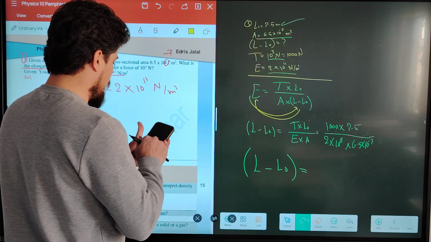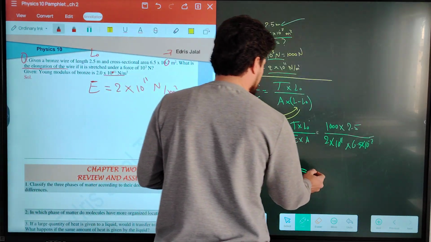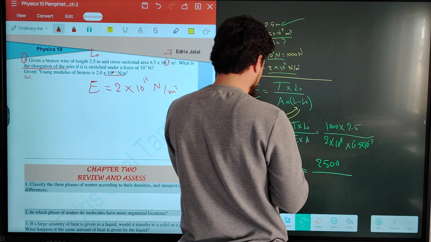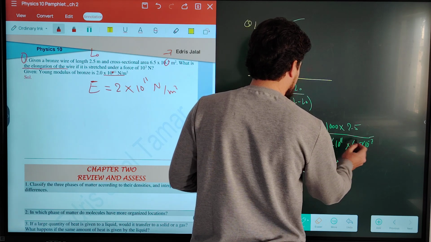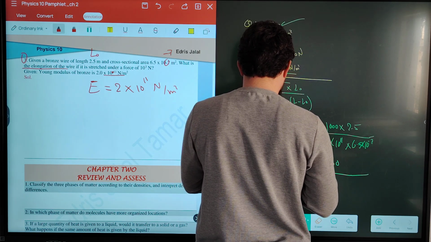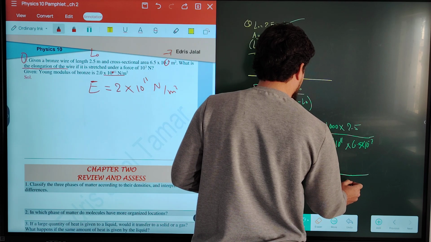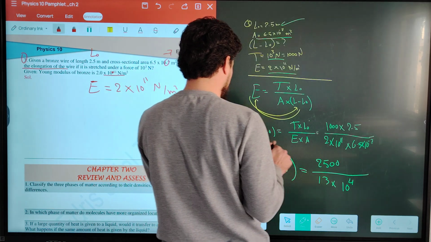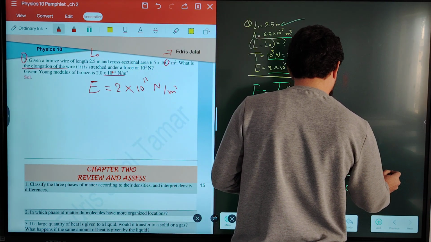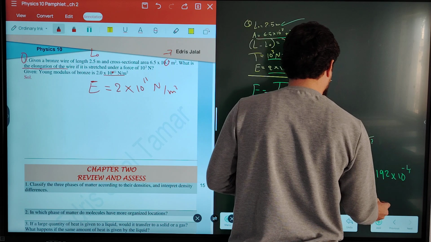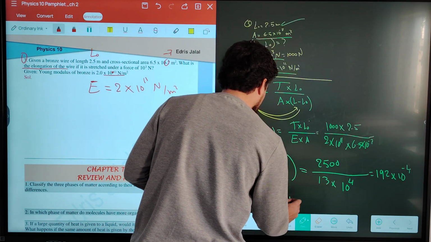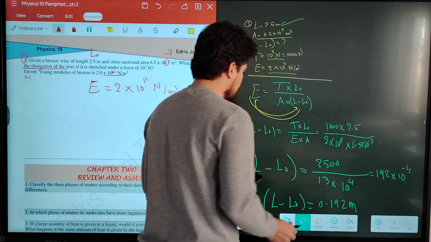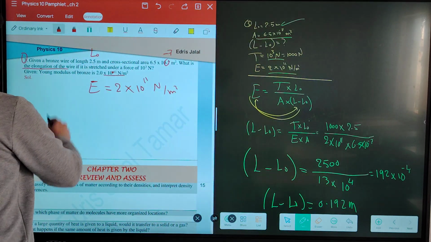Now I'm going to calculate. 1000 times 2.5 is going to be 2500, and 2 times 6.5 is 13 times 10 power 11 times 10 power -7, which is equal to 10 power 4. So 2500 divided by 13 is equal to 192 times 10 power -4. Okay, and also if you convert to the decimal number, it's going to be 0.192 meter. This is the amount of elongation in this question.